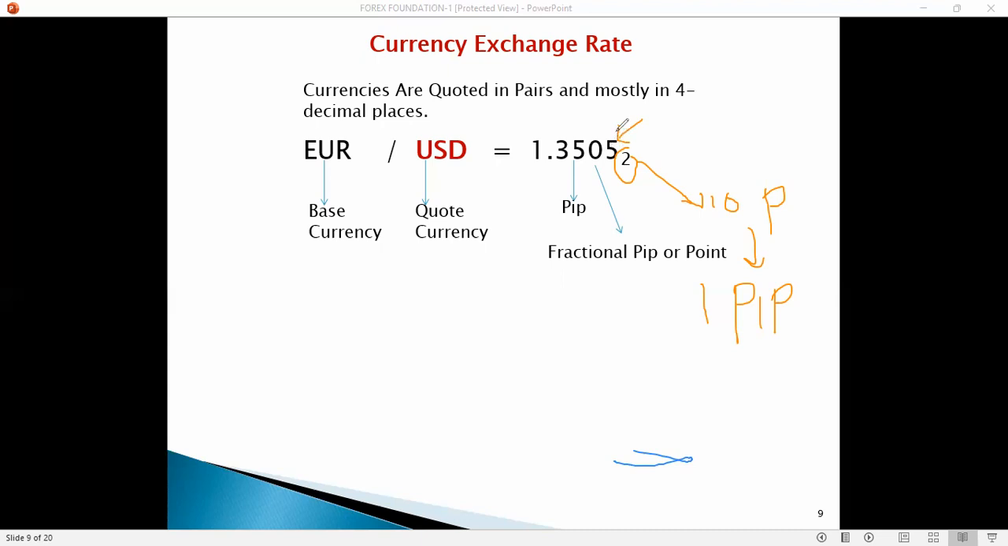So as this one keeps counting, the movement between 5 and 6 is known as 1 pip. And if this should move from 5 to, let's say, 9, that is 4 pip movements. I hope this is clear.